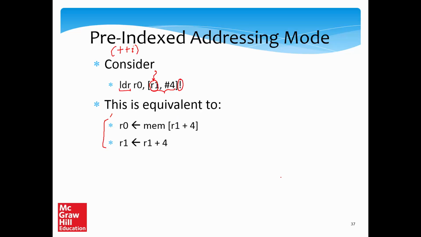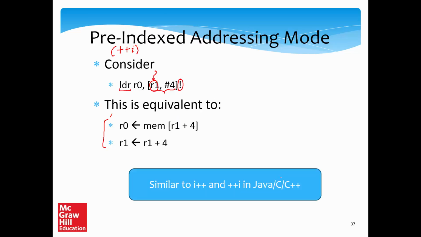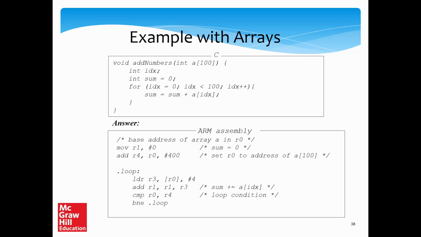Now let's take a look at the same example with slightly reduced code. Before looking at the example, I just want to stress once again that i++ is the post-index mode, similar to what is there in Java, C, C++, and ++i is the pre-indexed mode, where we first increment the variable and then use it. Let's take a look at an example with arrays: the same example, adding the first 100 elements of an array.